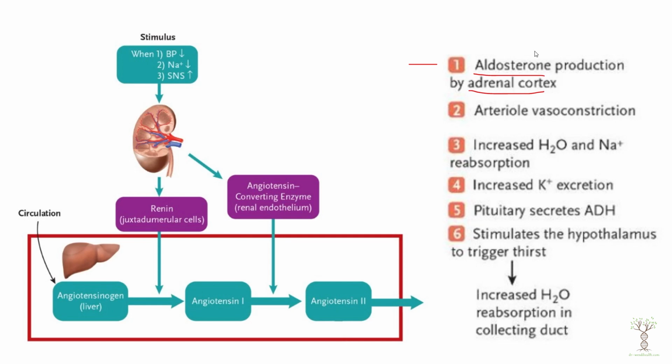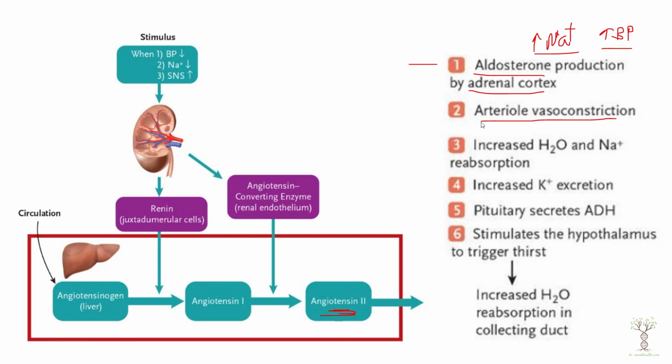Aldosterone tells the nephron to increase sodium reabsorption. When we increase sodium reabsorption, we are going to increase water reabsorption, and then that means we will increase our blood volume, which will increase our blood pressure. The other way that we can increase our blood pressure is by constricting blood vessels.